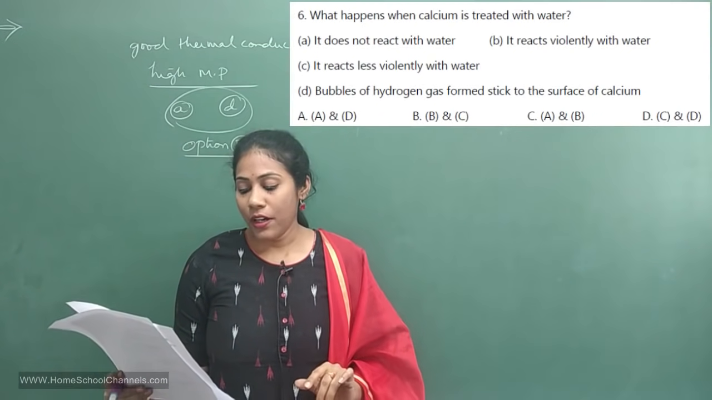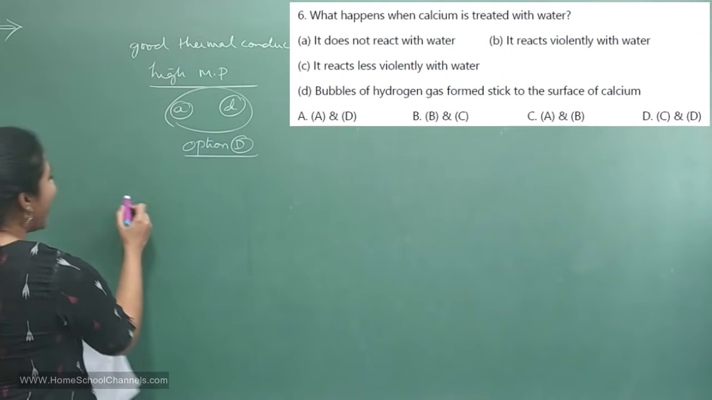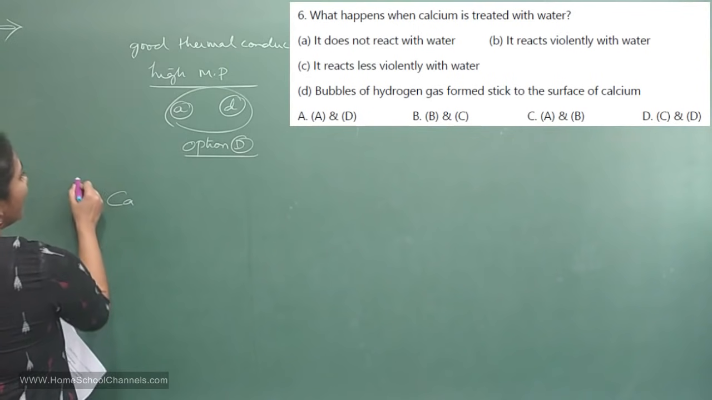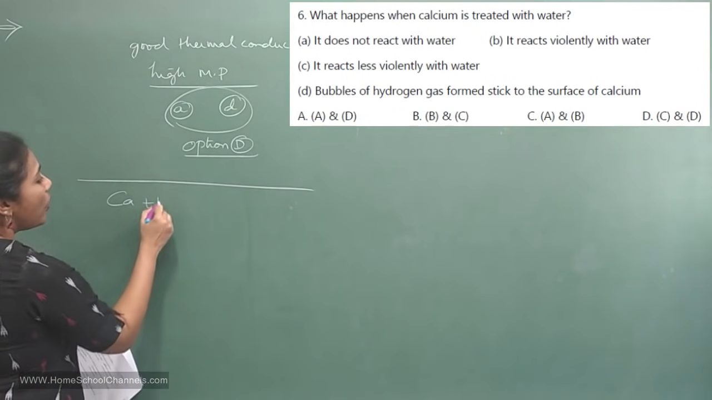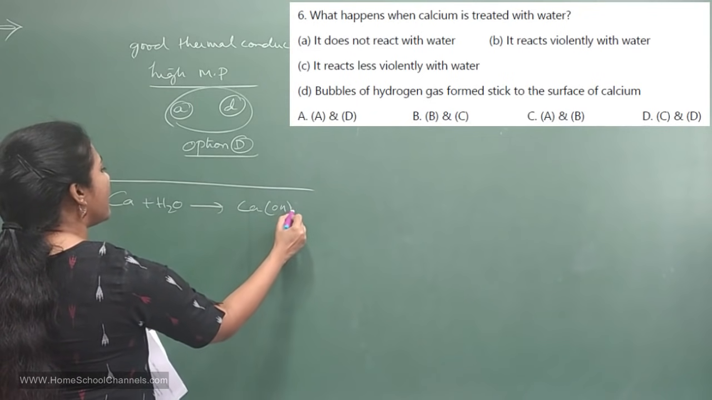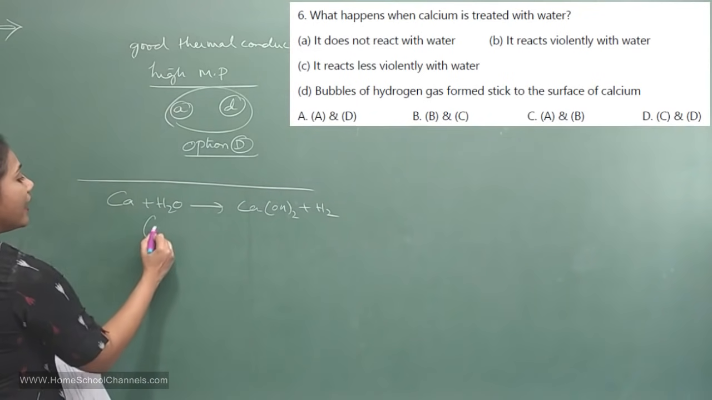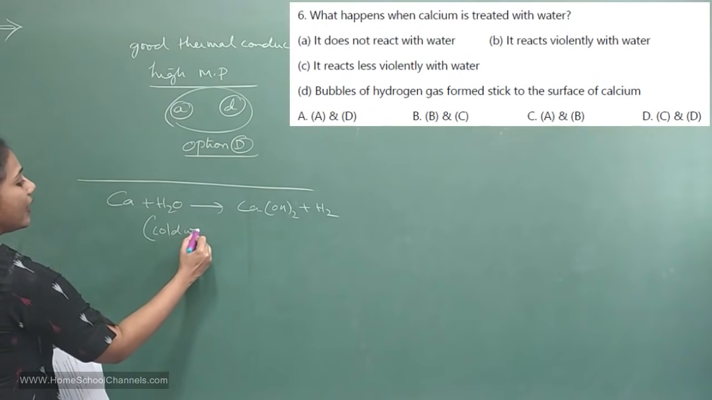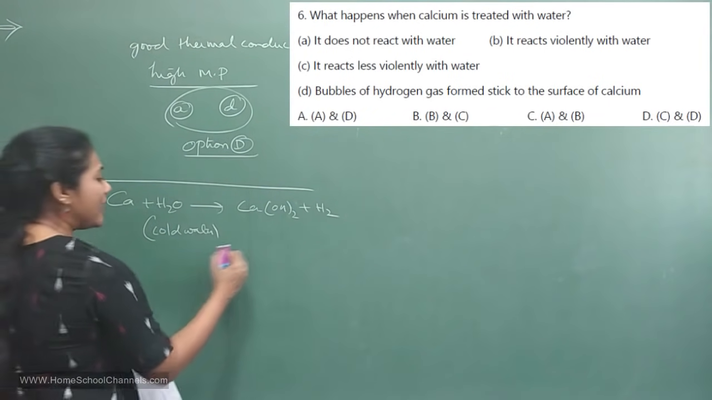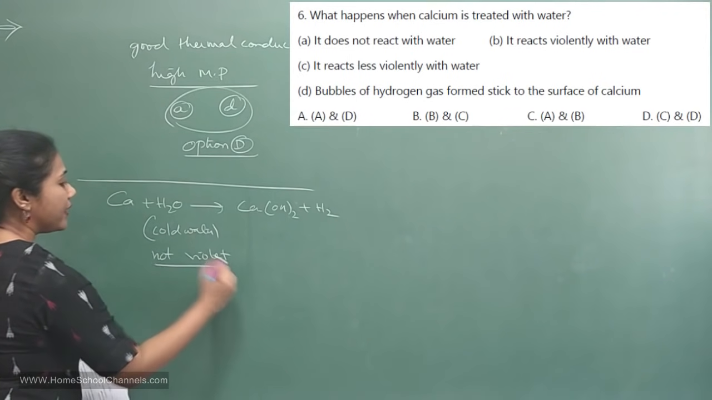Sixth one. What happens when calcium is treated with water, right? Calcium can react with cold water. Calcium on reacting with cold water, you will get calcium hydroxide plus hydrogen gas finally. And this is cold water. It can react with cold water and the reaction is not violent. The reaction is not violent, isn't it?